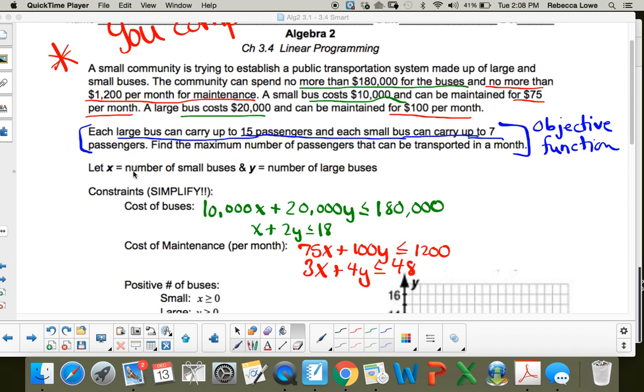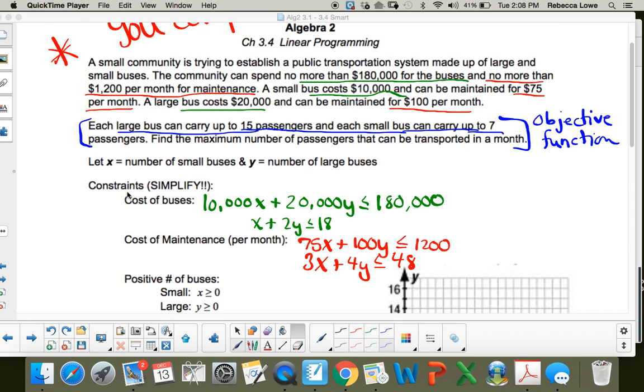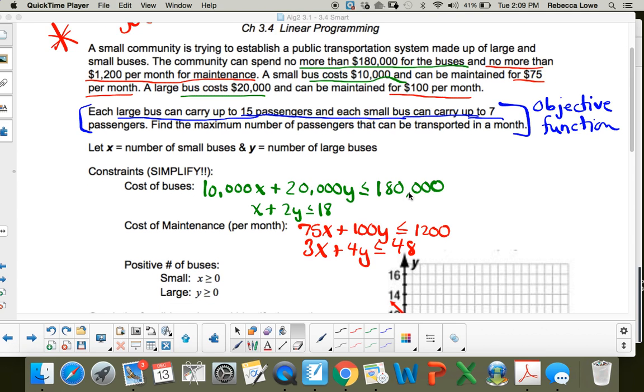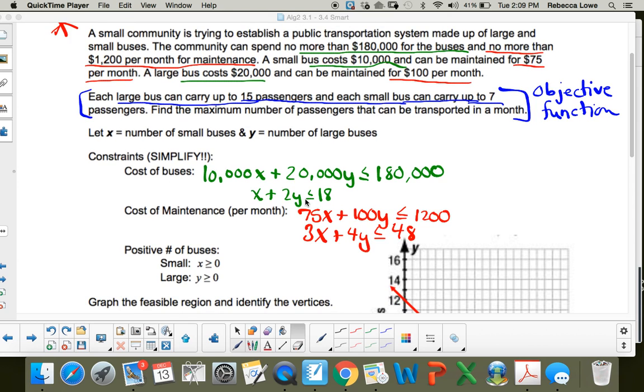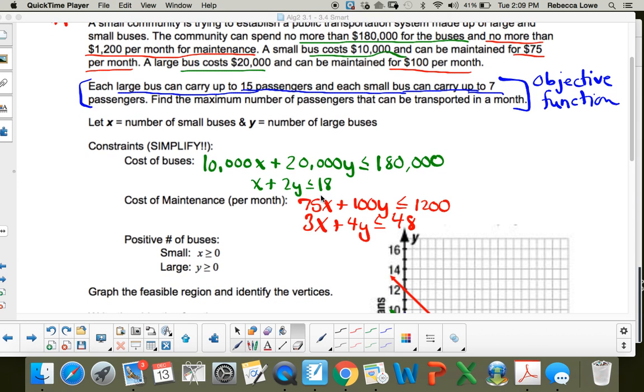First of all, you define your unknowns. Your unknowns are the number of small buses and the number of large buses that the community can establish. And now we're going to make our constraints. There were two constraints talked about in the first paragraph: cost of the buses and cost of maintenance. So I wrote my cost of the buses is 10,000x plus 20,000y is less than or equal to 180,000, and simplify that. All three of those are divisible by 10,000. So I get x plus 2y is less than or equal to 18. So that's the one I'm going to graph right there.